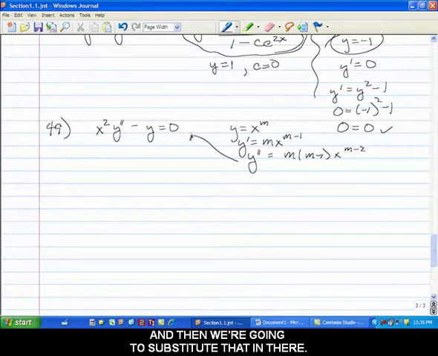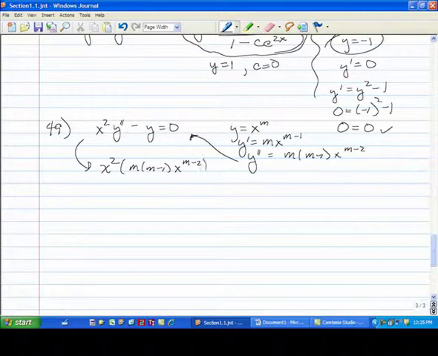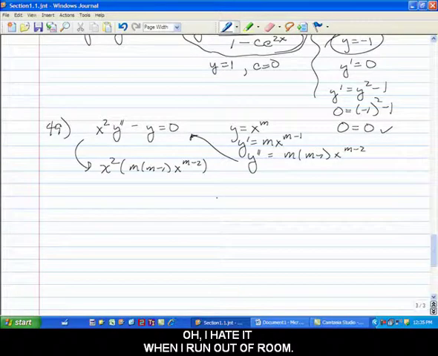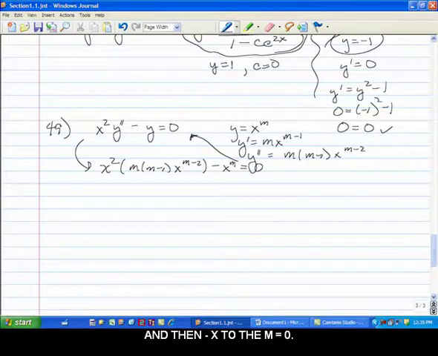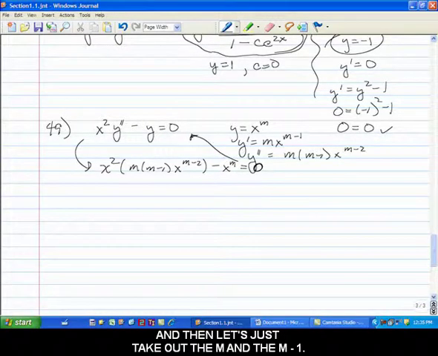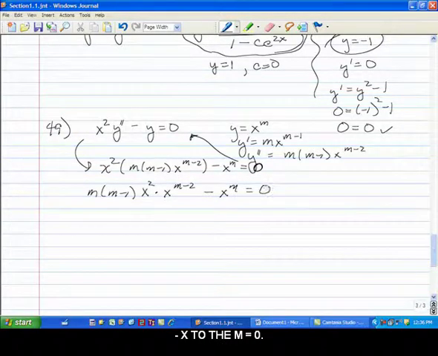And then we're going to substitute that in there. So we have x squared times m times m minus 1 x to the m minus 2, and then minus x to the m is equal to 0. Sorry about that, I ran out of room. And then let's just take out the m and the m minus 1. We have x squared times x to the m minus 2 minus x to the m is equal to 0.